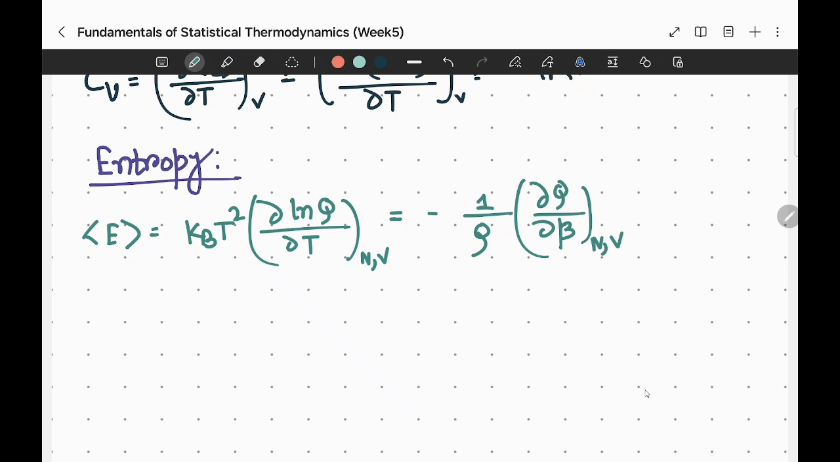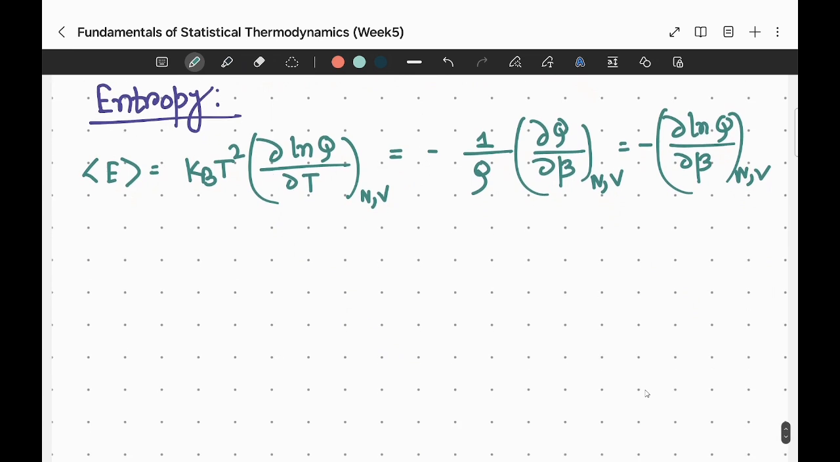This was the original expression. There are three expressions, right? If you remember, in the last class I did. When you put 1 by kBT instead of that beta, you will obtain this, right? Yes. So now the entropy is kB ln Q plus del E by T.